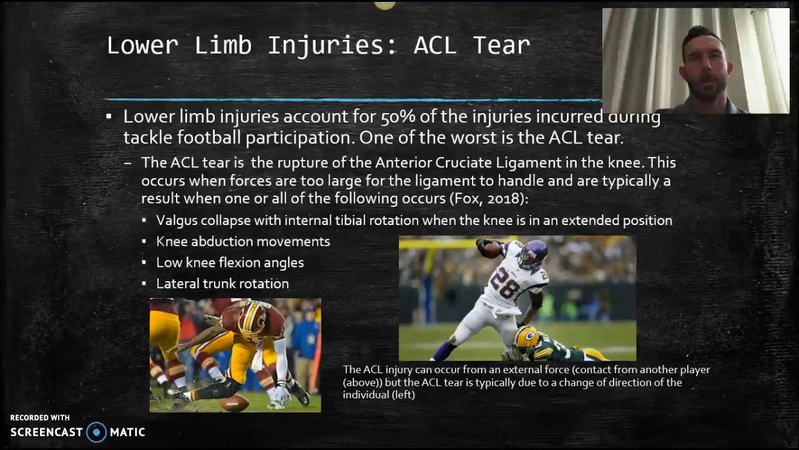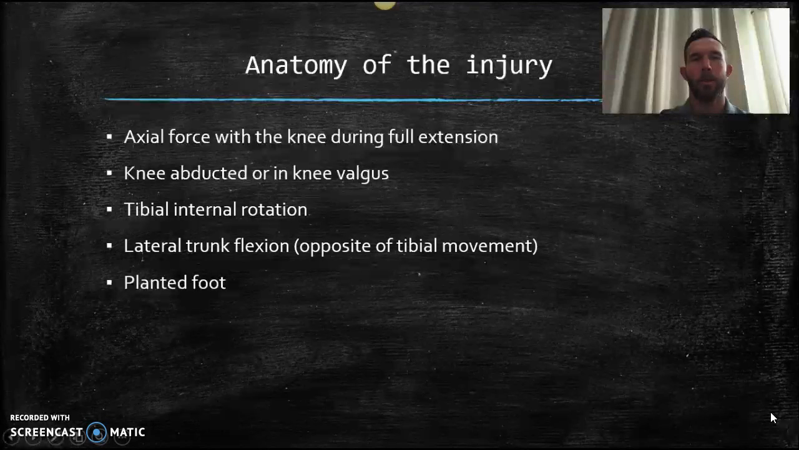Lower limb injuries include the ACL tear, which is one of the worst injuries that you can receive. You can see here what's happening with these two runners: they're getting a little bit of valgus collapse with internal tibial rotation. They have knee abduction movements, low knee flexion angles, and lateral trunk rotation. Again, here we see the same thing: tibial internal rotation, lateral trunk flexion, and a planted foot always increases the likelihood of this injury.